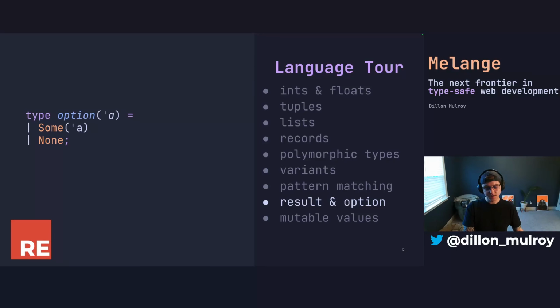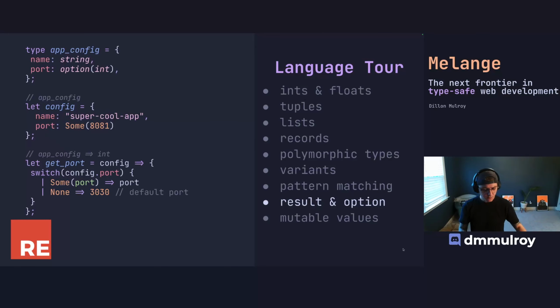So let's look at our option type. Now Reason and OCaml don't have the concept of null or undefined. We use the option type to essentially express this in a type-safe way. Our option is going to have two constructors, or two variant members, called Some, meaning we actually have data, or None.